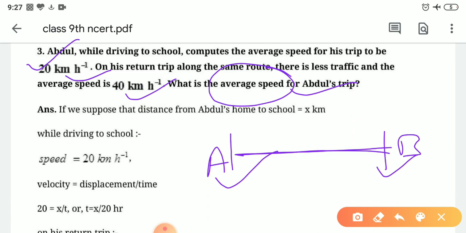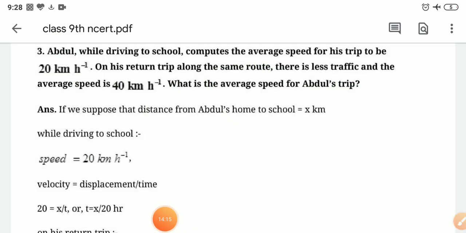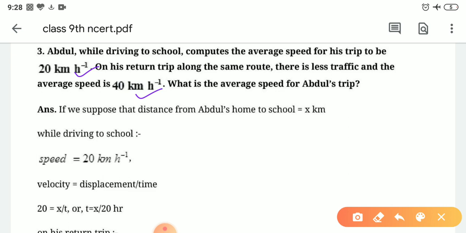Okay, because we are clear that the formula of average speed is equal to total distance upon total time. So in this question, at first we have to find the total distance covered by Abdul, that is the important point. Then we will find the total time taken by Abdul. So how can we solve this one? In this question, we do not have distance, and we do not have time. We have only average speeds. So how will we solve this question?